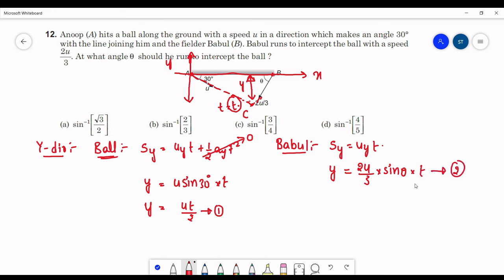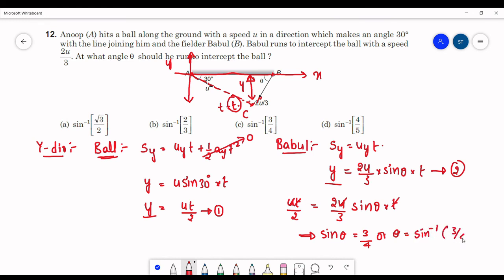Now here the left hand sides are the same in both the equations. So equate the right hand sides. So we can write ut upon 2 is equal to 2u upon 3 sine theta into t. Ut will get cancelled out. So here sine theta will be equal to 3 upon 4, or we can say theta is equal to sine inverse of 3 upon 4, which will be option C.